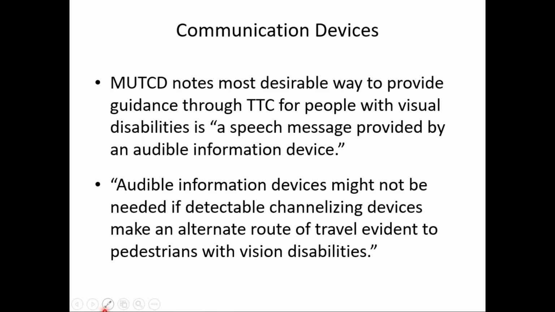But one thing to think about, to me, if you can use detectable channelizing devices to define an alternate route, that may minimize or even eliminate the need for audible devices. But not every project can do that. Some projects, the alternate route is going to be maybe not clear by detectable devices, and so you probably need to provide communication devices. But one way to reduce the need for the audible devices is by having a good detectable path, alternate route.